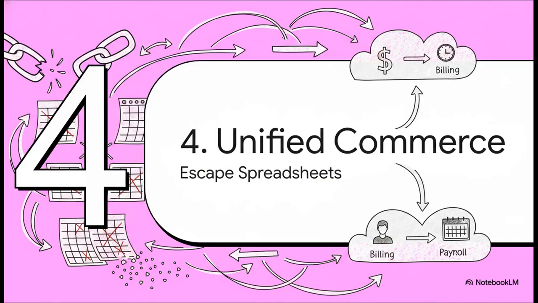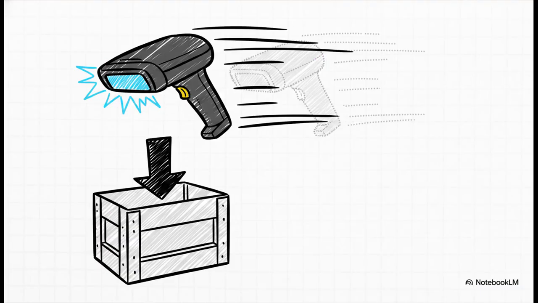Section 4. Unified Commerce and Finance. Time to escape the spreadsheets. When your operational data flows instantly into billing without a single keystroke of manual data entry, you unlock some incredibly powerful tools. A great example from the Codex is Cheat Code C2, the Ghost Checkout.